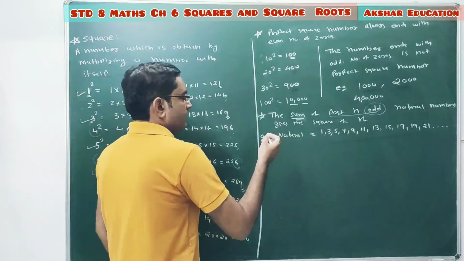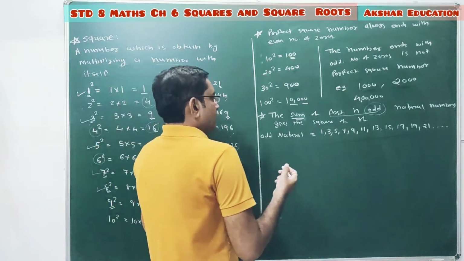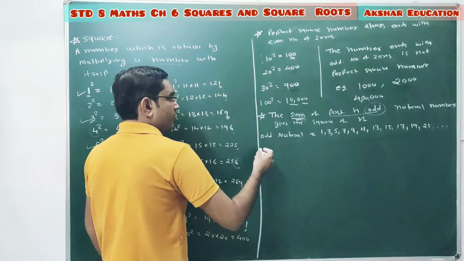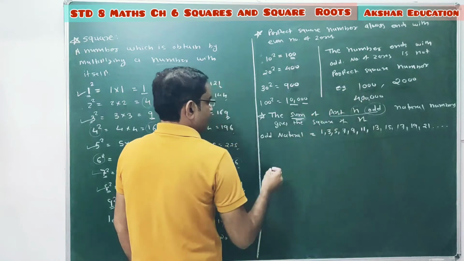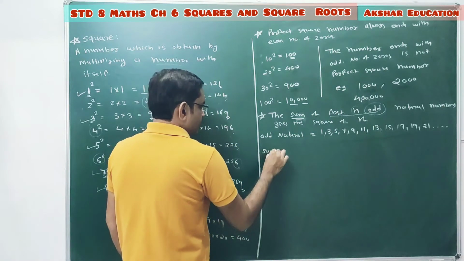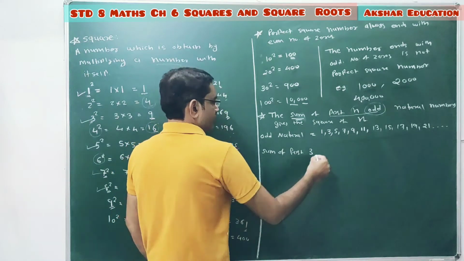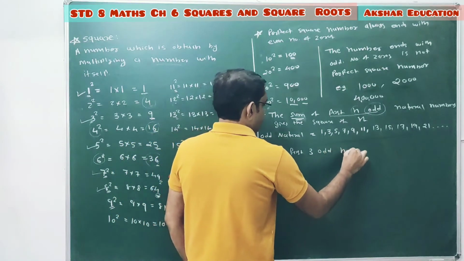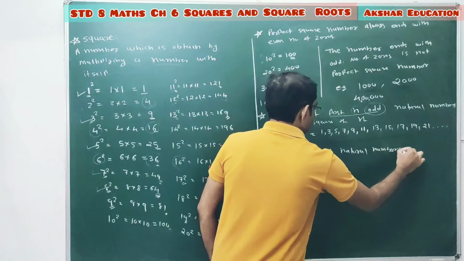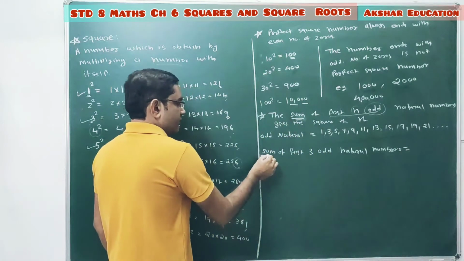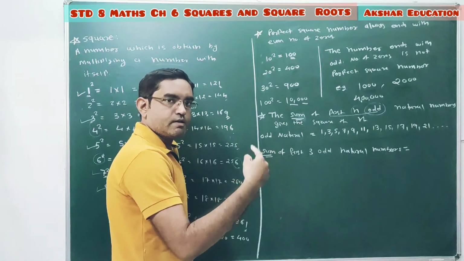नाउ प्रॉपर्टी क्या बोलते हैं देखो. सपोज टेक द सम ऑफ फर्स्ट 3 ऑड नंबर्स, है ना. फर्स्ट n ऑड नंबर है, n की जगह पर हम लेते हैं 3. सो हियर सम ऑफ फर्स्ट 3 ऑड नेचुरल नंबर्स. देखो क्या होता है, क्या करना है. Here you have to consider sum of first 3 odd natural numbers. First 3 odd natural numbers का addition.